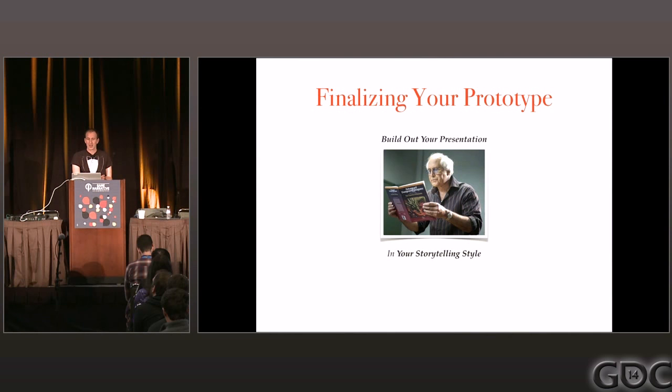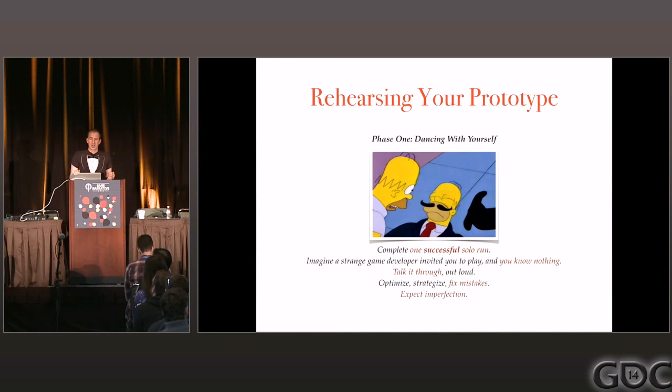Now that you've done that presentation, you're ready finally to start rehearsing the running of this prototype. Phase one, run the prototype on yourself. You want to be able to do one successful solo run if possible. You need to do a successful run on your own. And just see this as a conversation between you, the developer who's made this game and knows all the rules, and you, the player, who knows nothing about this game. You're going to find that you missed a lot of things. That's okay. You can just expect imperfection, fix those mistakes, run it again.